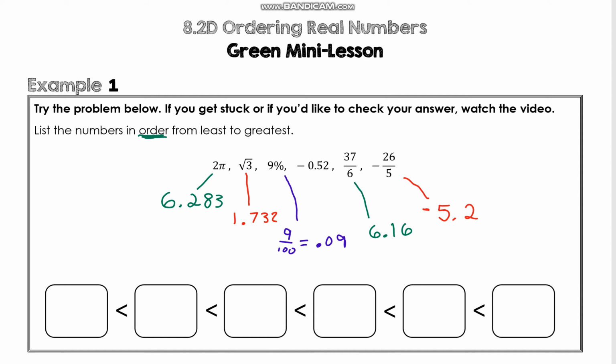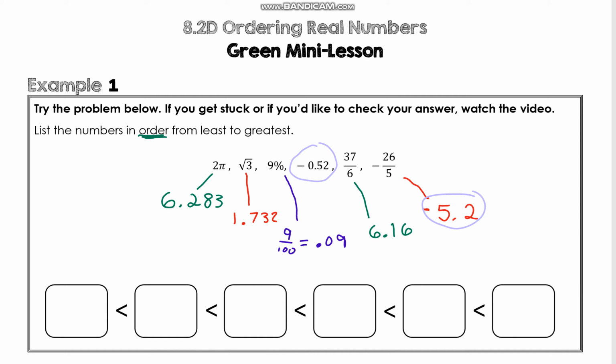Okay, so we're looking for the least. What numbers are we going to be looking at first? The ones with negatives. So we're looking at negative 0.52 and negative 5.2. Which of those is smaller? Negative 0.52. Oh, this is a trick question. Negative 5.2. All right.